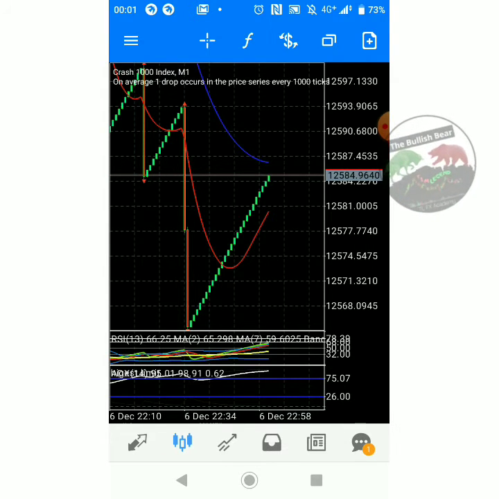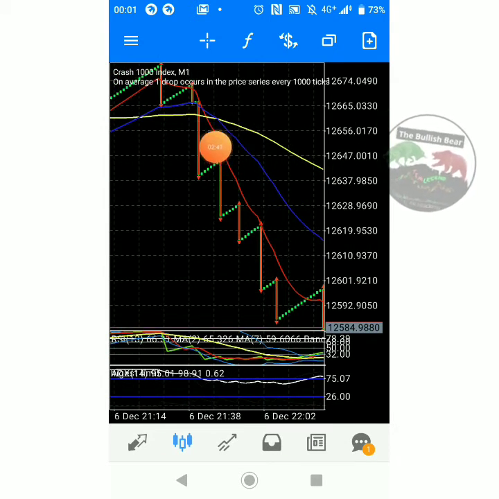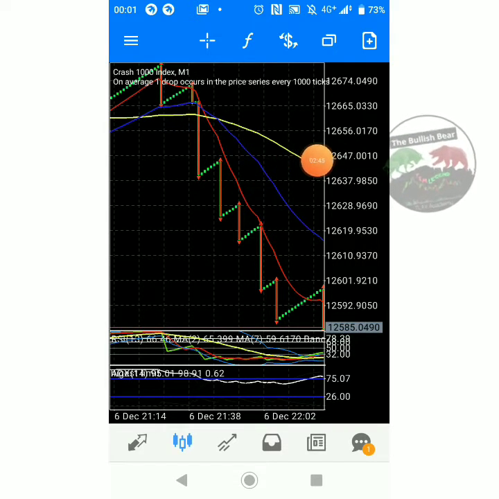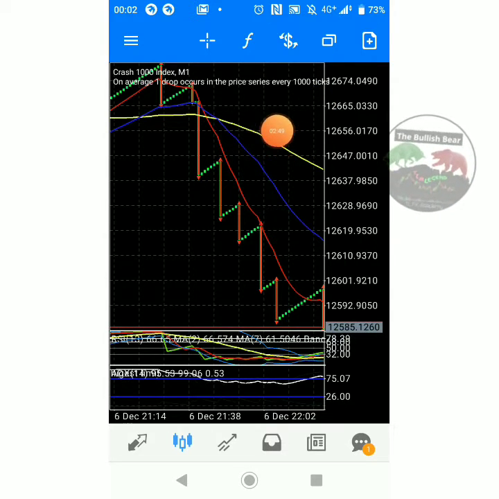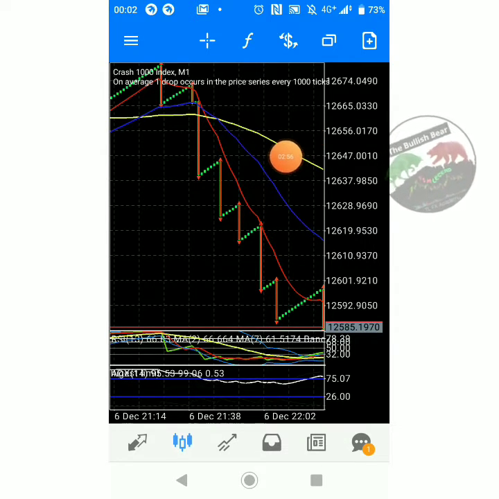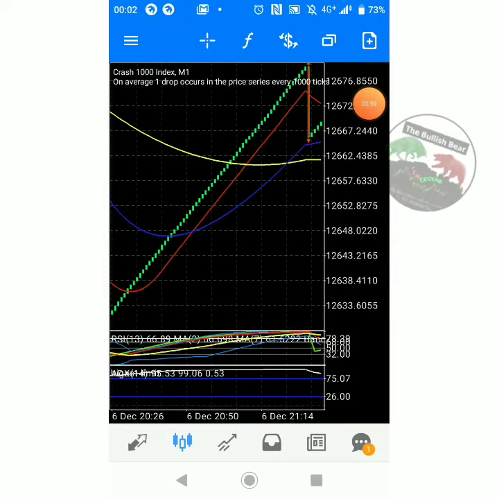Okay, so when the trend is on a downtrend, the 200 moving average, which is the yellow one, goes above the price and the 2 other moving averages. But whenever this yellow moving average is below, it means it's an uptrend.